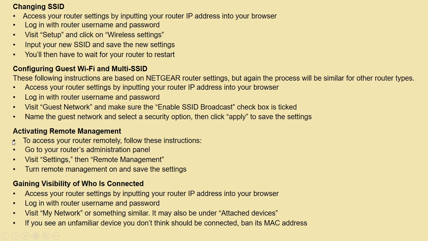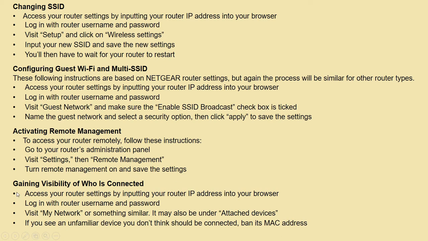Okay, activating the remote management. So what is this? To access your router remotely, follow these instructions. Go to where? Go to your router administration panel. Visit the settings, then remote management is there, then turn remote management on and save the settings.